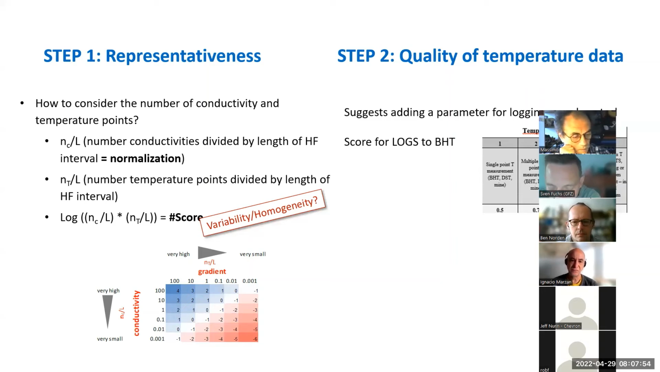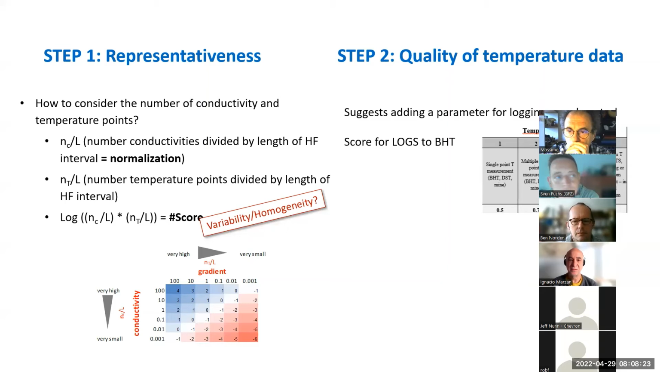Well, I don't know. I understand you suggest that we just consider the different types of techniques. So let's say logging, tests, bottom hole temperatures. And yes, but also the sensor itself. Okay, I think this has to be evaluated also.